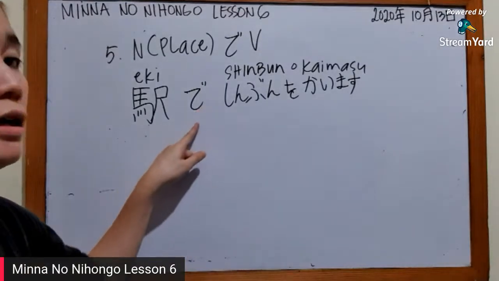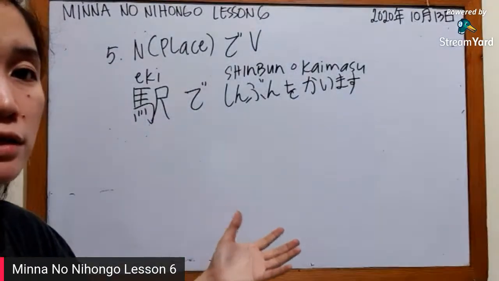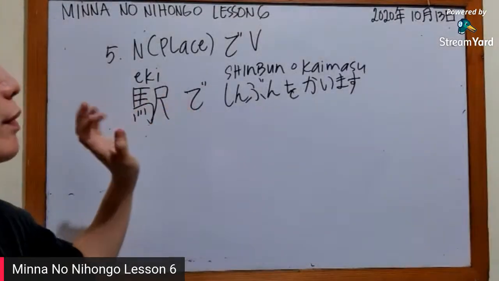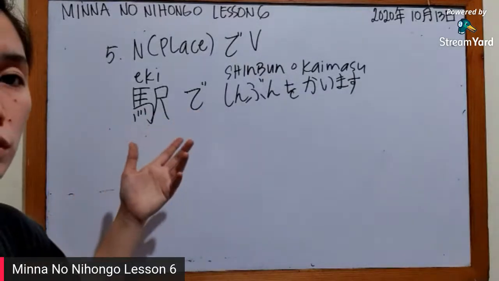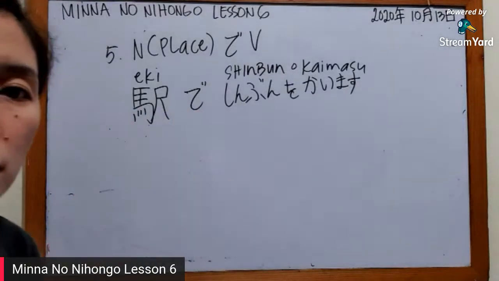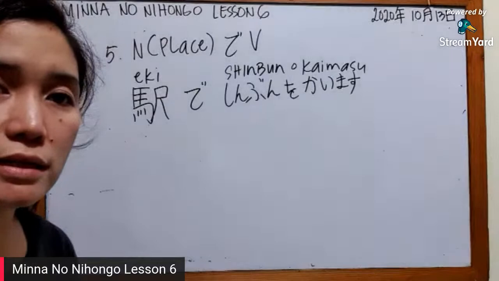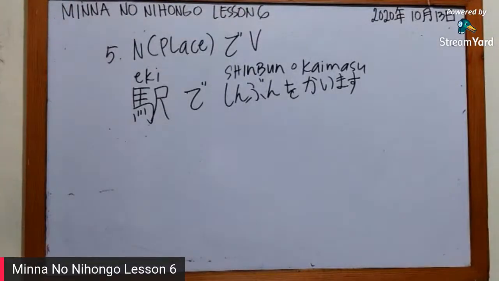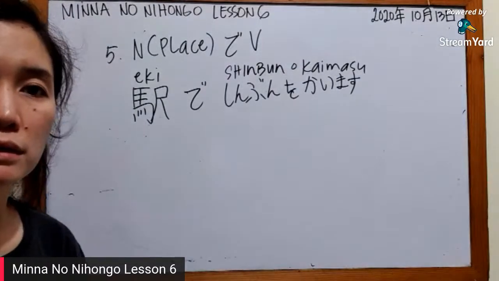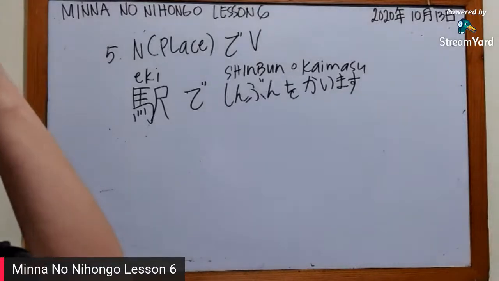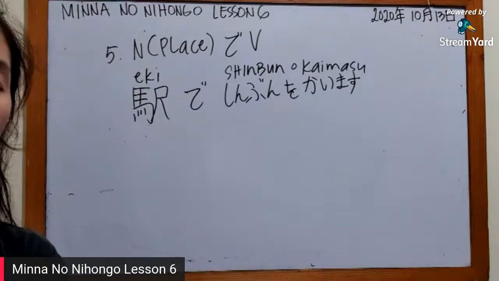And if you have questions, before we use de, as for vehicle, as a means or method, right? So this is another use of de. This is to state or indicate where the action occurs. Particle de. Yes, the same. Where the action took place. Where did it happen? Supa de pan o kaimasu. They will buy a bread in supermarket.